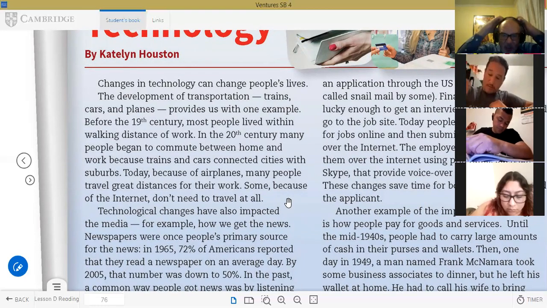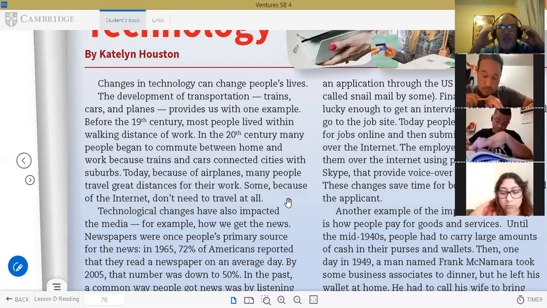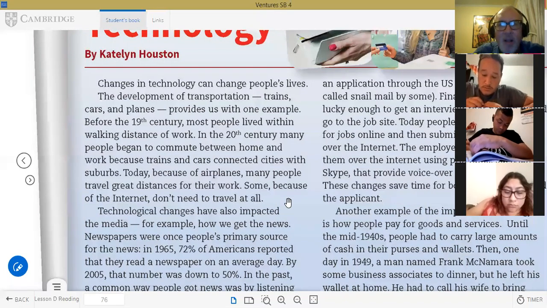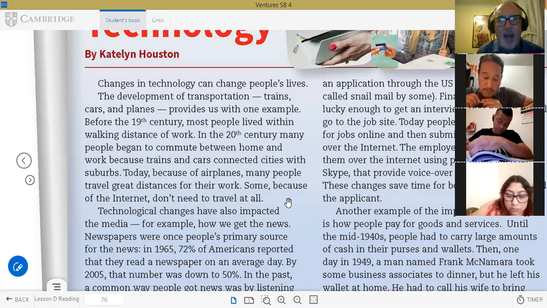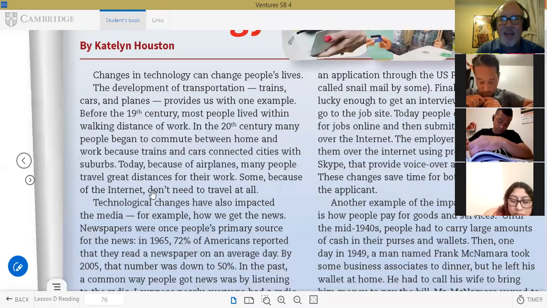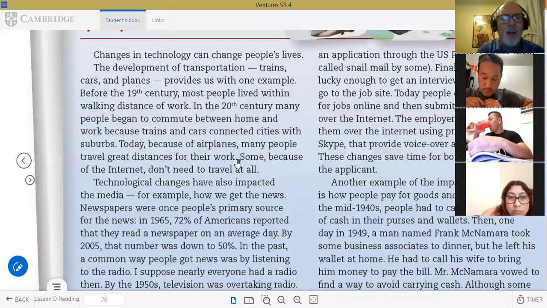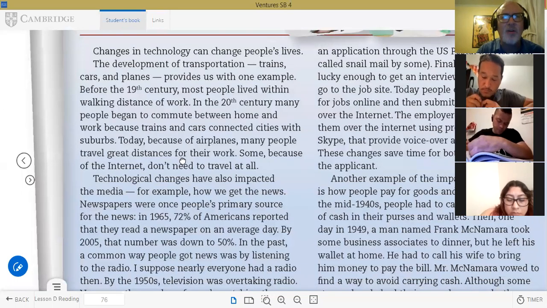Okay, so this is the first big difference in technology. What's the difference? What's the category? Difference in technology. What's the first difference? The first big difference is travel, right? In the old days, we used to do trains, and now we have planes and cars. Very good. And as they say, because of the internet, some people don't travel at all. Now let's look at the next change. Is there any vocabulary in that first one we don't know? I think that we know all those words. Nothing too difficult in that one.